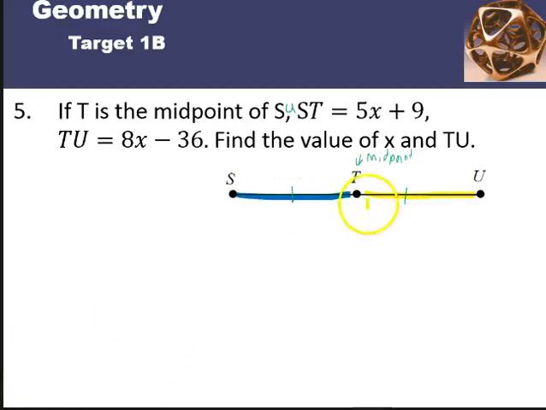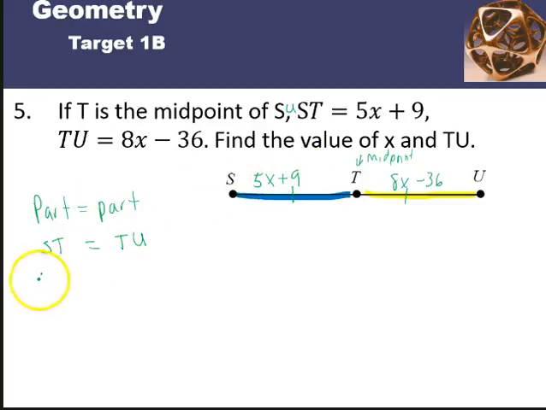If this was a candy bar and I were to cut it at T, the blue piece and the yellow piece would be equal. So I can say the two pieces are equal. I'm going to say part equals part, or piece equals piece. I know that the blue part is 5x plus 9, and the yellow part is 8x minus 36. The name of the blue part is ST, and the name of the yellow part is TU, and they are equal. So I can say their measurements, 5x plus 9, has to equal the measure of 8x minus 36.